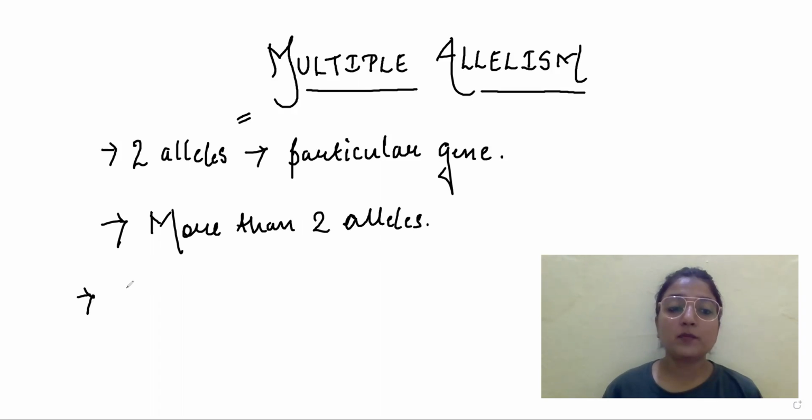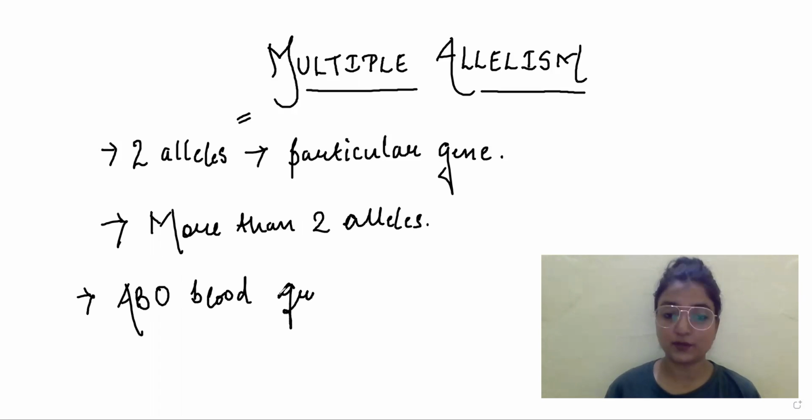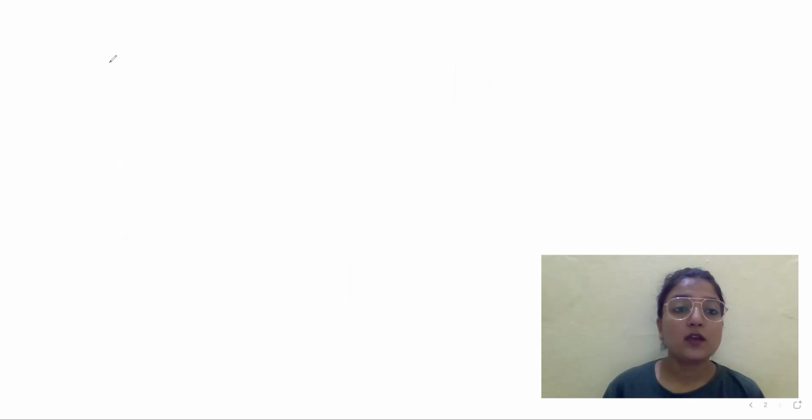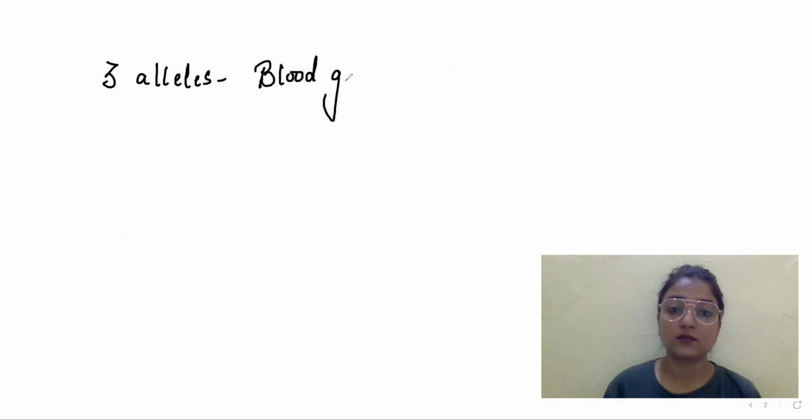So here we will be discussing with the example of the ABO blood group. Again, multiple allelism is the presence of more than two alleles, which is responsible for a particular gene or the particular phenotype, right? So there are three alleles responsible for the blood group of a person, or blood group of an organism, right?